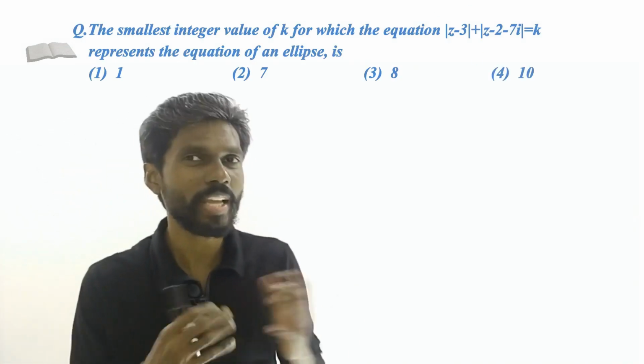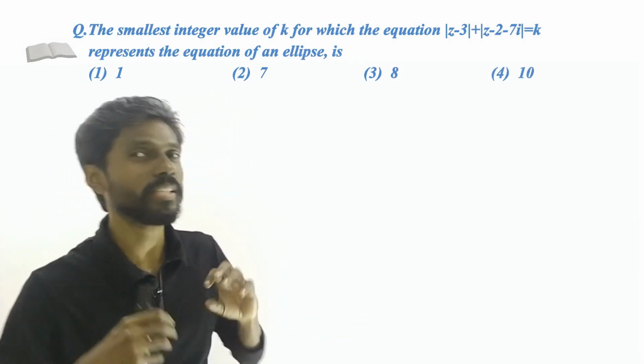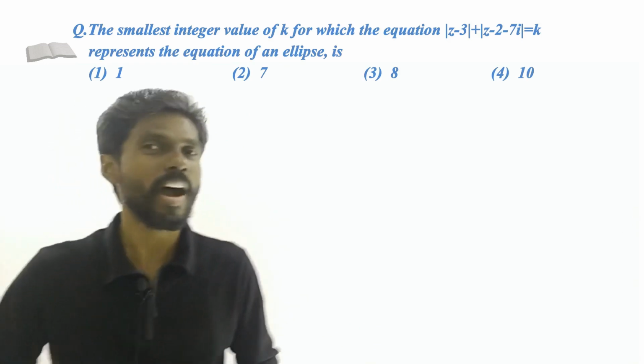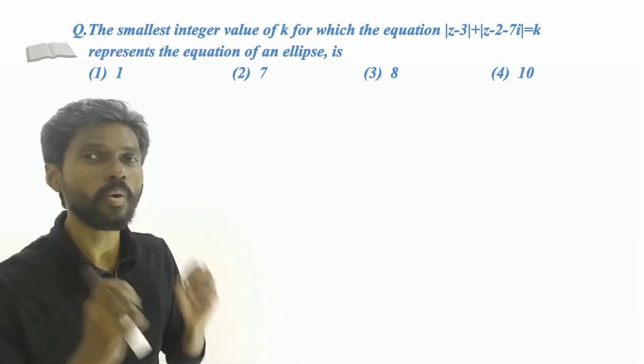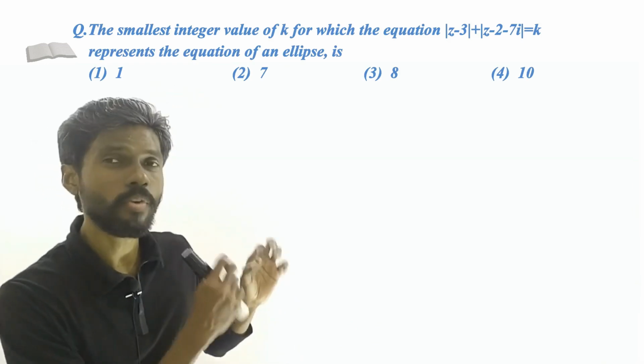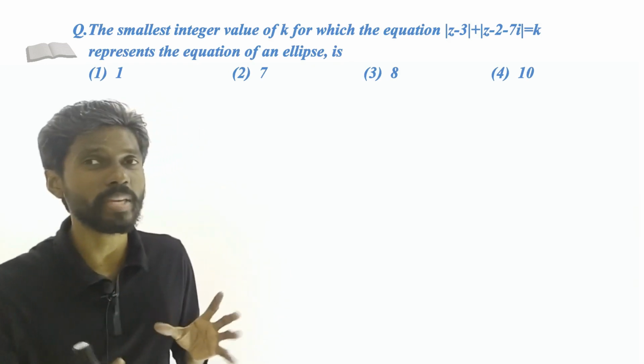This looks like the equation of an ellipse, right? But that comes with a condition. If the condition is satisfied, it may be an equation of an ellipse, or it may be a line segment, or it may be a null set. So what is the condition? It is of the form mod z minus a plus mod z minus b equal to k.